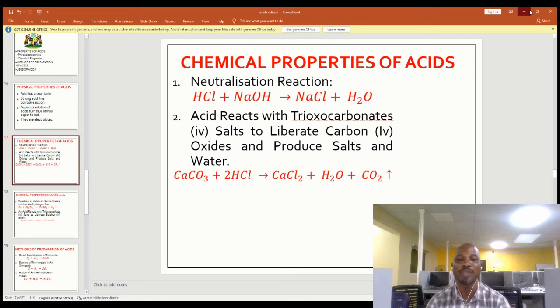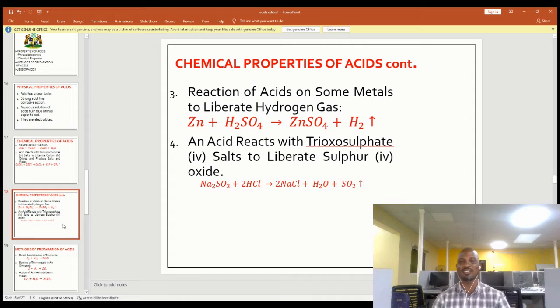Acids also react with trioxocarbonate (IV) of metals to produce carbon (IV) oxide as a gas. The salt is produced and water. So if you look at it, you find out that this is also an example of neutralization reaction because the gas is given off. So an example is calcium trioxocarbonate (IV) plus hydrochloric acid to give you calcium chloride and water plus CO2 being liberated. My wonderful learners at home, I'm sure you are getting the best of this lesson.